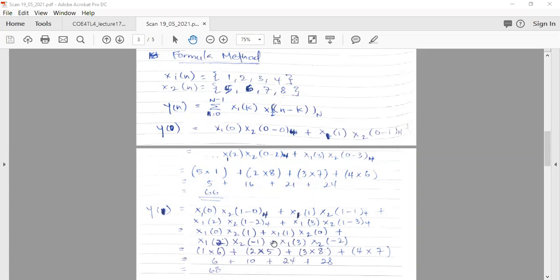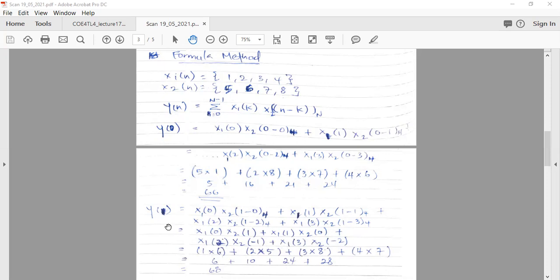But I'd always suggest, if you are getting a negative value, just add the capital N value. The capital N value over here is equivalent to 4. So we are having a -1, so add 4 to it. That will give me x2 of 3, right? x2 of -1 is basically equal to x2 of 3. Same goes for the next terms, right?